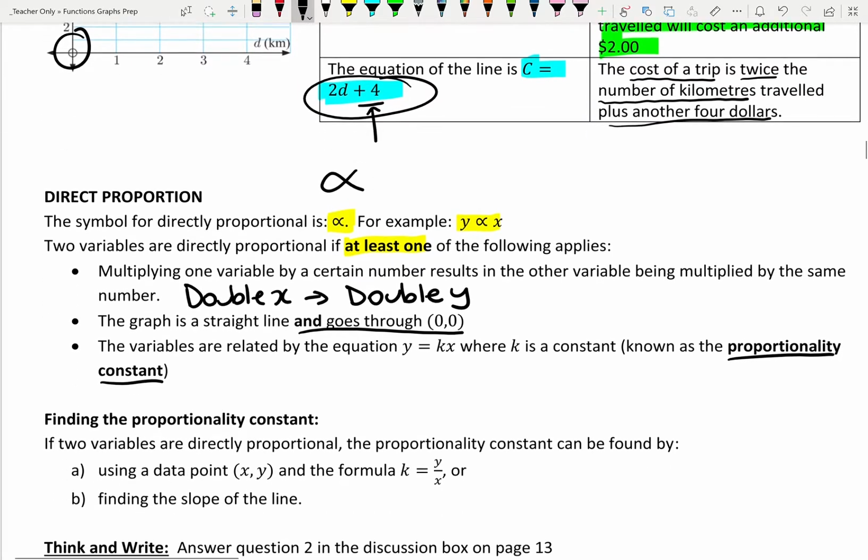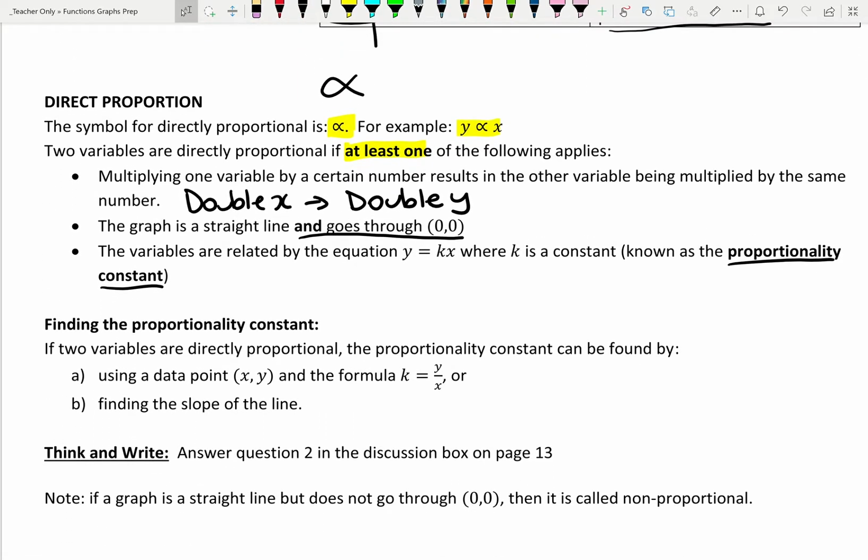So if we're going to find the proportionality constant, if two variables are directly proportional, then from the equation y equals kx, we can rearrange that to give us k equals, just divide by x on both sides, k equals y on x. So we can find the proportionality constant from any pair of coordinates, x and y. The other way that we can do it is by finding the slope of the line, assuming that it's a straight line going through 0, 0.